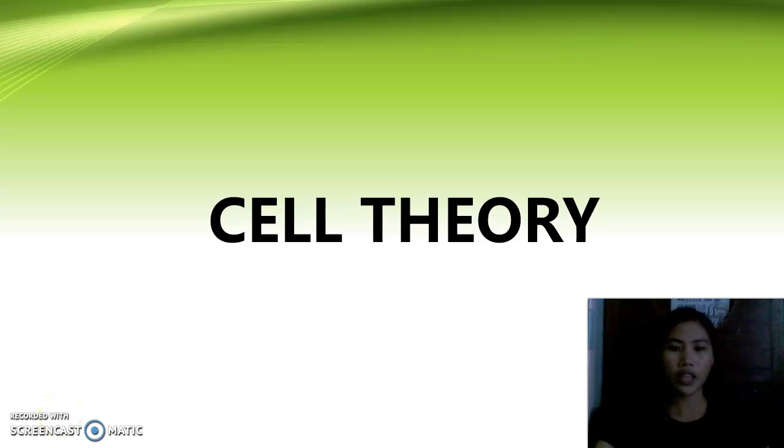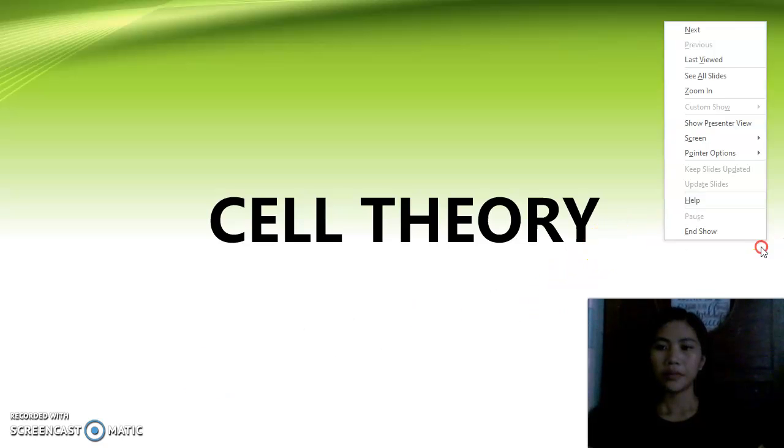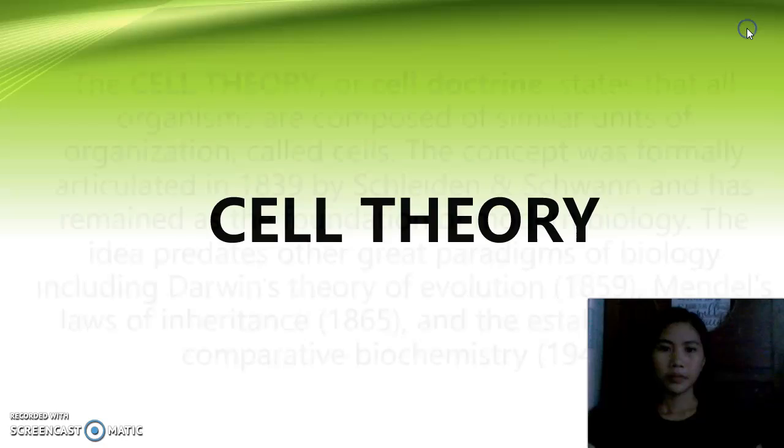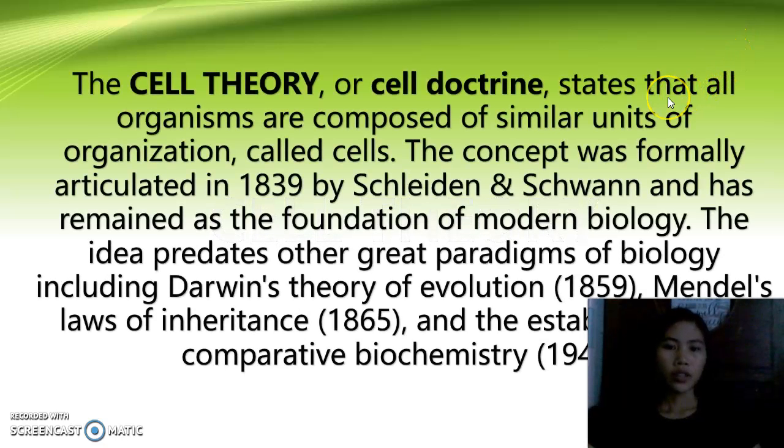Our topic for today is cell theory. The cell theory, or cell doctrine, states that all organisms are composed of similar units of organization called cells. The concept was formally articulated in 1839 by Schleiden and Schwann and has remained the foundation of modern biology.